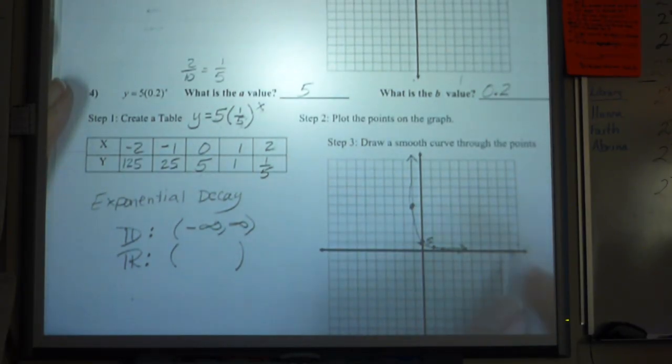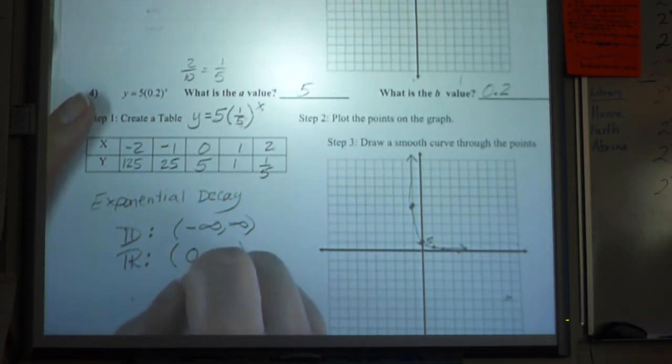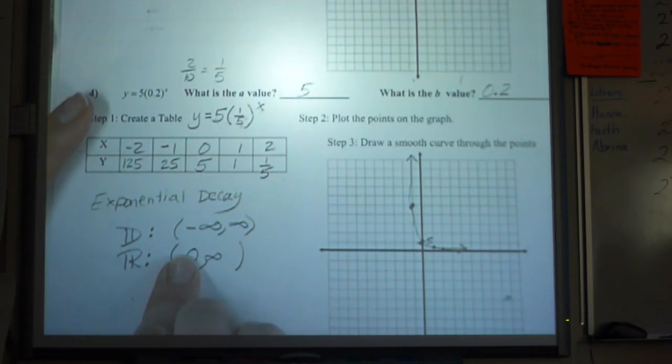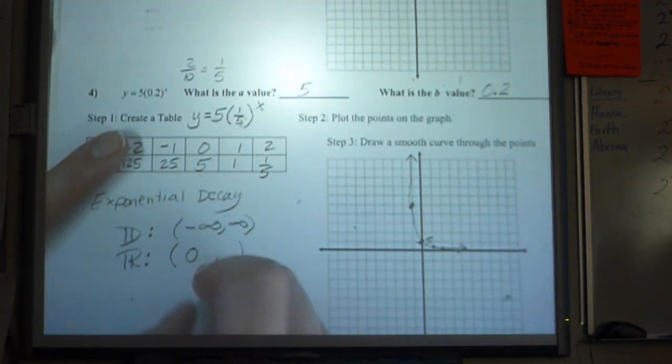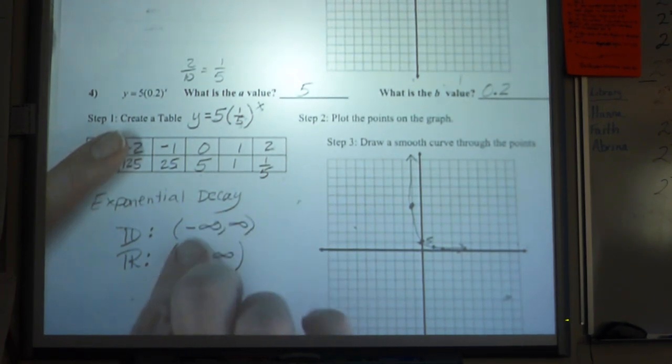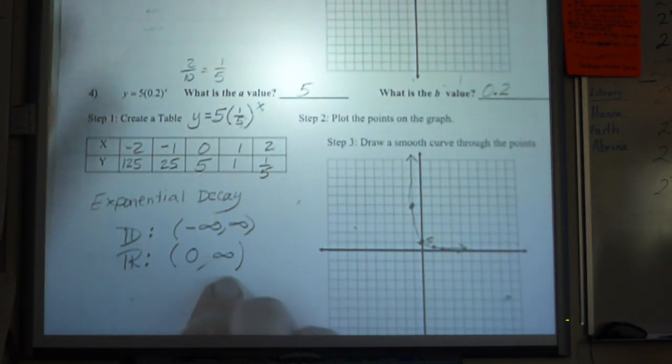So we're going to go down to 0. That's the smallest. Up to infinity. That's the highest. And we always write smallest to largest. Oops, that's infinity. Smallest to largest. Negative infinity to infinity for the domain. 0 to infinity for the range.